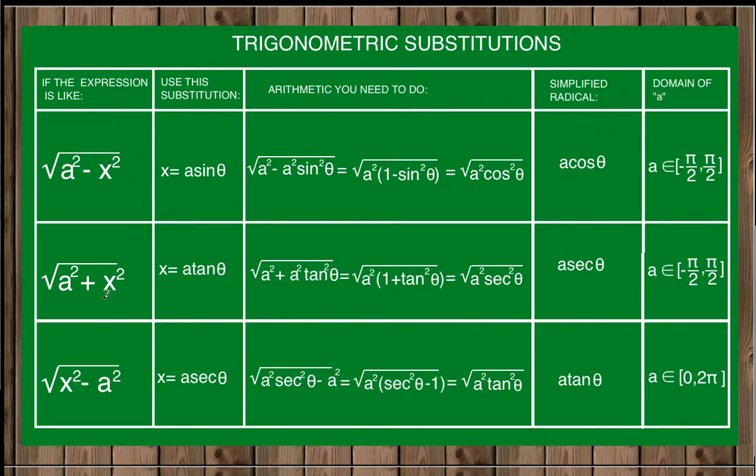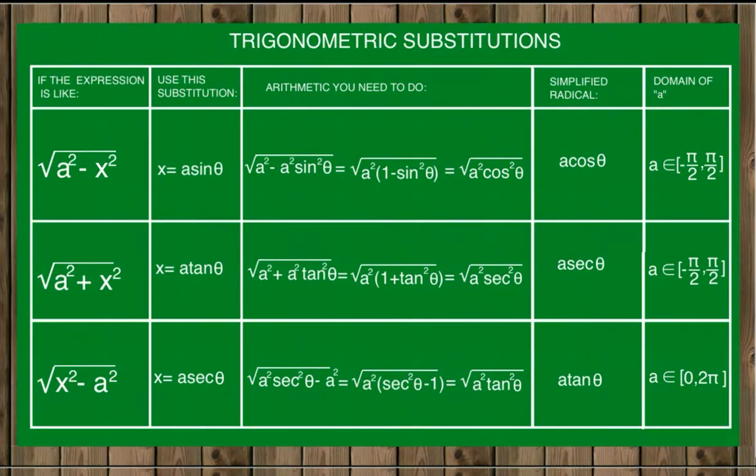If the expression is a squared plus x squared under the radical sign, then the substitution you're going to do is x equals a tangent theta. And the simplified radical will turn into a secant theta. If the expression is like x squared minus a squared under the radical sign, then the substitution you're going to use is x equals a secant theta. And the simplified radical will be a tangent theta. Let's go to examples and see in detail.